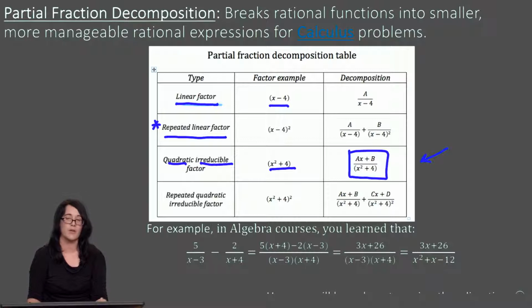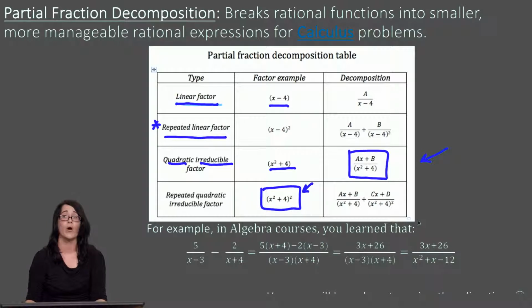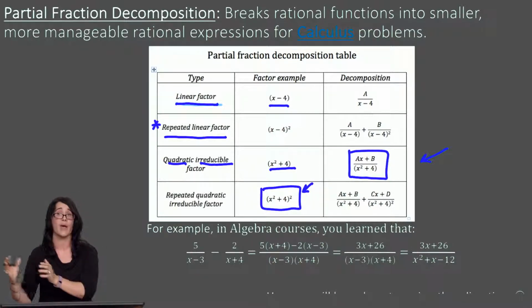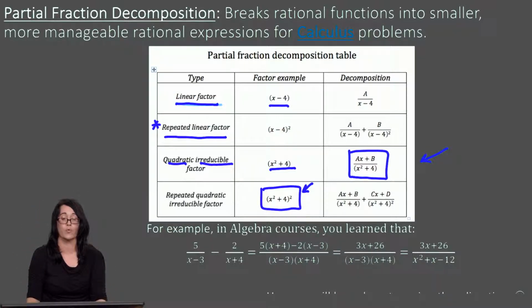The last one, to be honest, I usually don't test you on in this course, but when you get to calculus itself, you may in fact see a quadratic irreducible which has been repeated, meaning it has a power other than 1. In that case, it's exactly like the repeated linear factors. You build your way up to it, but with the same type of numerators as you would have for a normal quadratic irreducible.